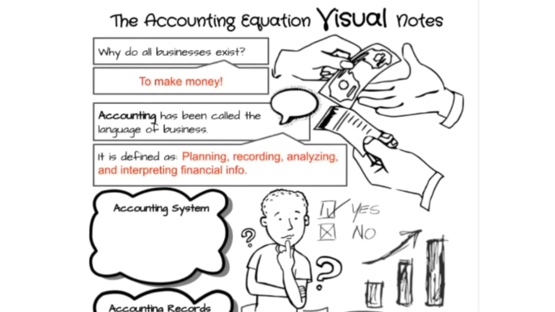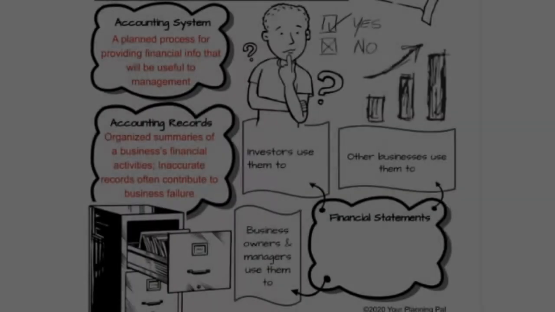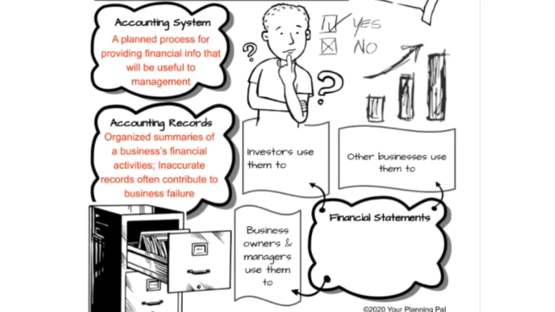But accounting has been called the language of business, and it is defined as planning, recording, analyzing, and interpreting financial information. So an accounting system is a planned process for providing financial info that will be useful to management so that they can make informed decisions. Accounting records are organized summaries of a business's financial activities. Inaccurate records can often contribute to business failure. So keeping accurate accounting records is crucial to a sustainable business.